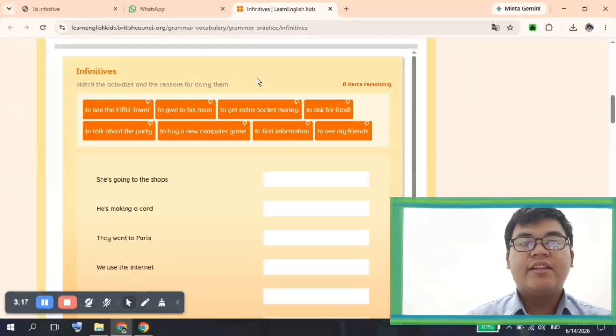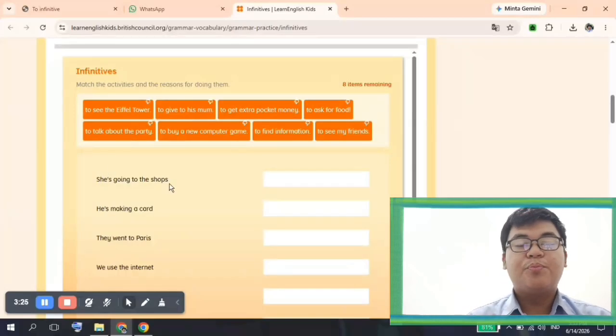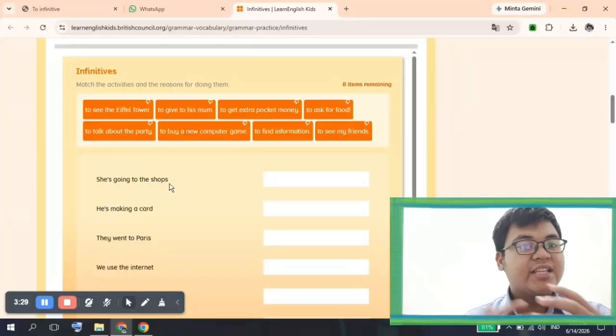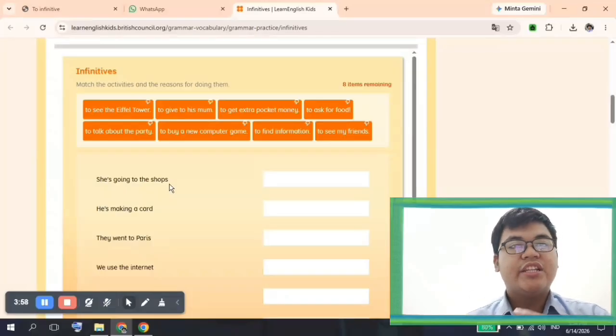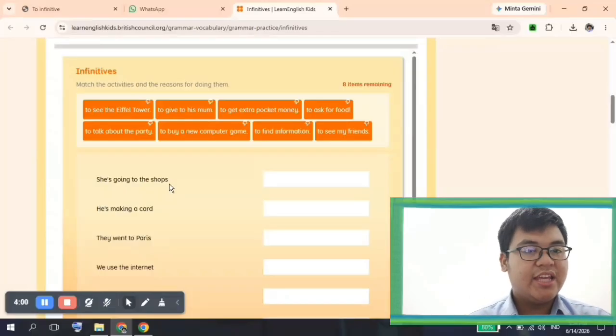For example, we have: she is going to the shop. She is going to the shop for what? To buy something. She is a subject, is is a verb. Then to the shop, I have already explained this in the previous part: to the shop is a preposition, not a to-infinitive. We need to find the to-infinitive that fits the context of this sentence.